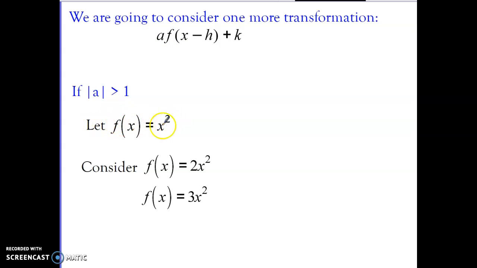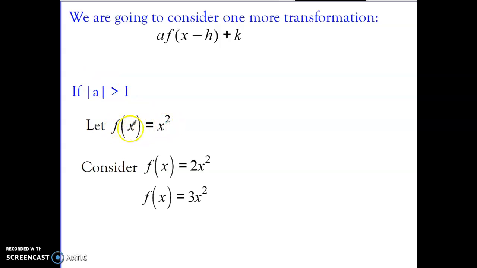Okay, so let's look at our parent function of f of x equals x squared, and we're going to consider what happens if the absolute value of that multiplier is greater than 1. So I'm choosing to say absolute value here because we already know that if it's negative, it's a reflection. So I'm now looking at just the magnitude of the number. How big is it and what does that do?